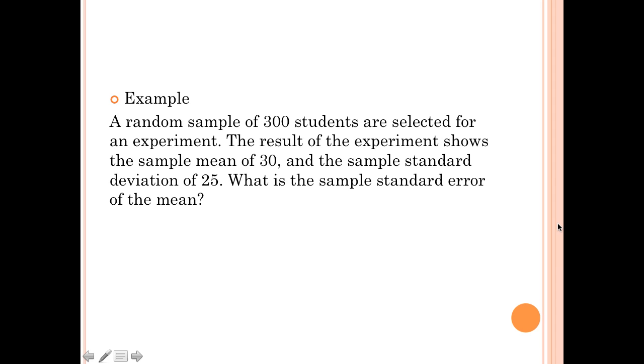Here is an example. A random sample of 300 students is selected for an experiment. The result of the experiment shows that the sample mean is 30 and the sample standard deviation is 25. What is the sample standard error of the mean? So here, to answer this question, you do not need to know the sample mean. It does not matter. All you do is divide 25 by the square root of 300, which gives you a sample standard error of the mean of 1.44.